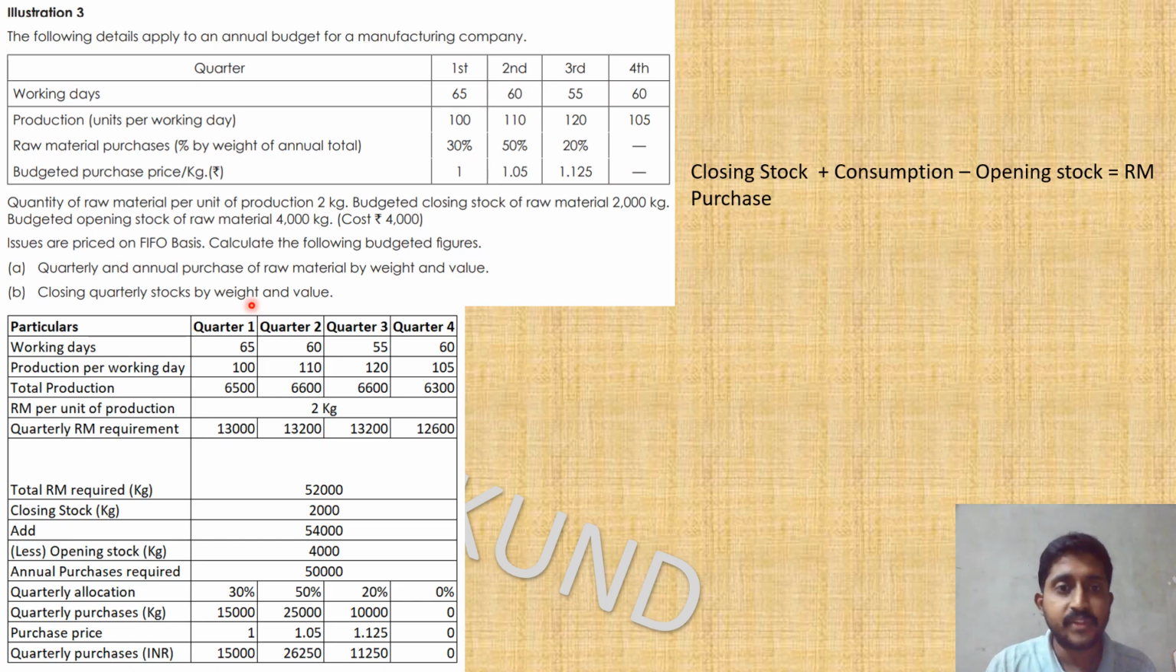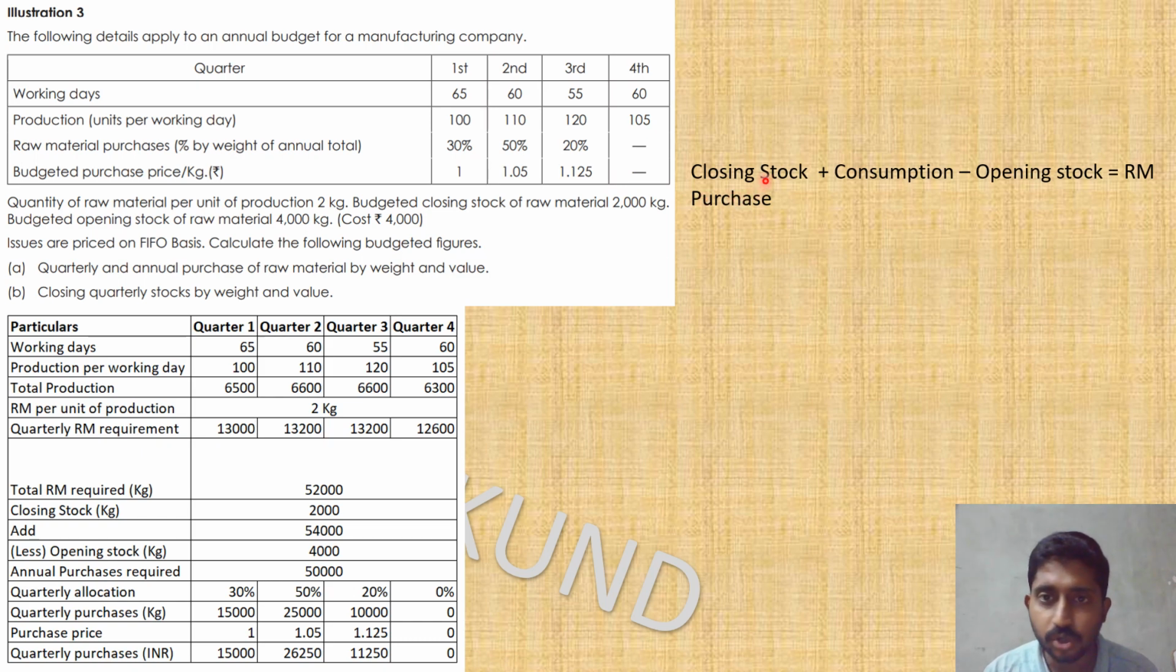So they have also said it is first in first out mechanism, because the purchase price is not constant over the year. It is changing 1 rupee, 1.05 rupee, 1.125 rupee. So whatever is the stock left out, how much stock is left out? 1 rupee stock is left out. How much 1.05 stock is left out? How much 1.125 stock is left out? So this is a little bit complicated calculation when it comes to a large data. But here we are going to simply understand the concept.